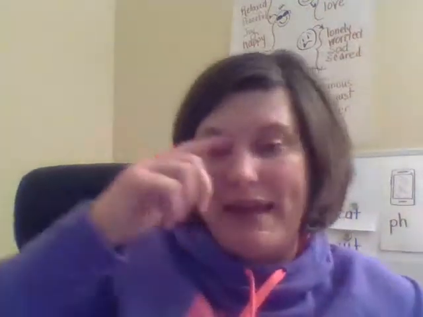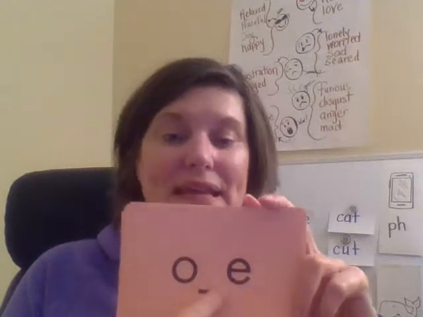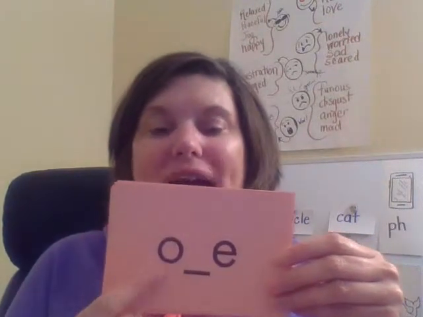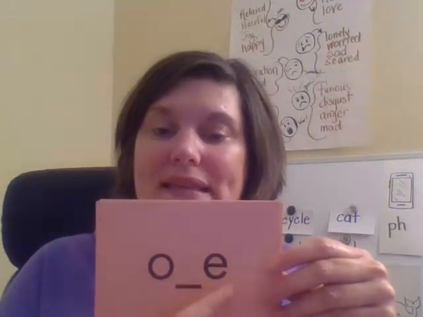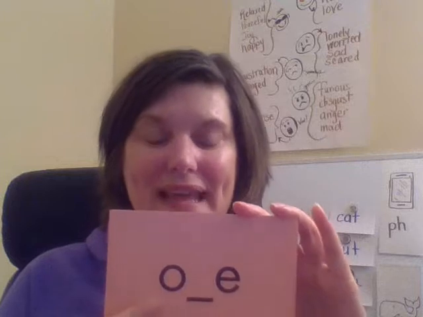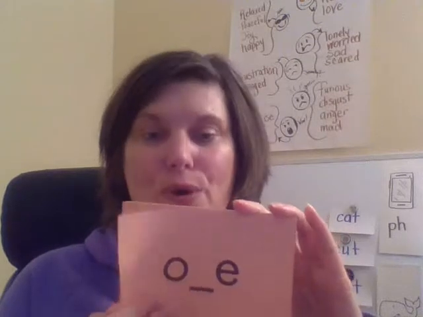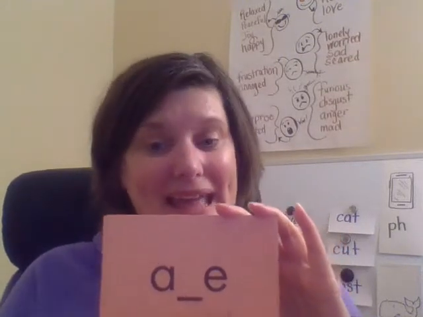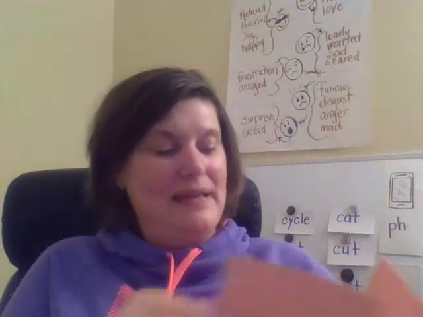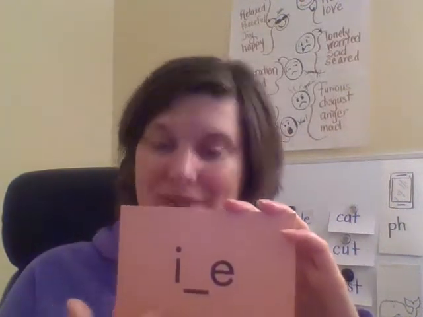So let's do some practice with that. Remember, the E is silent because we're working on the silent E syllable type. So the vowel can say its name now. It's like the silent E is teaming up with that vowel that's before it so it can say its name. So this will say O. Together, O. Your turn, O. Good. This will say A. Together, A. Your turn, very good. And this will say I. Together, I. Your turn, good.